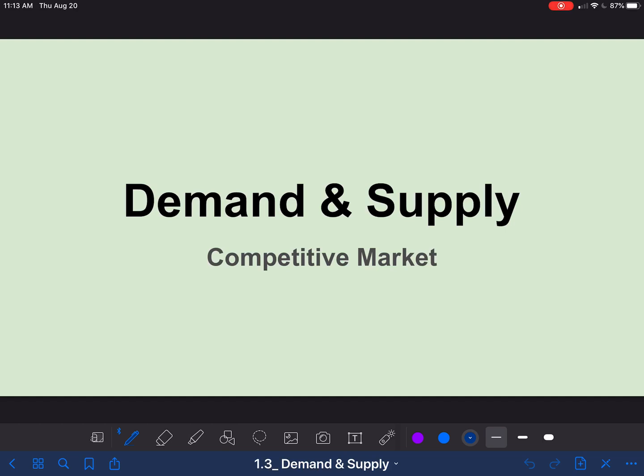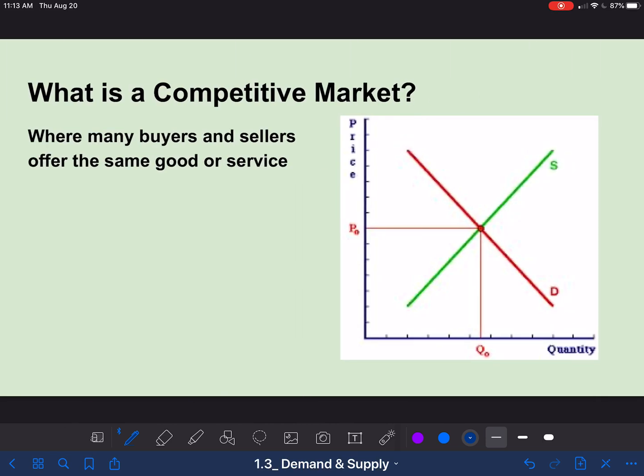So our competitive market occurs in microeconomics. So the course is macro, so we're talking about big picture, but we do cover a tiny bit of microeconomics. So what exactly is a competitive market? A competitive market is where there are many buyers and many sellers offering the same good or service.